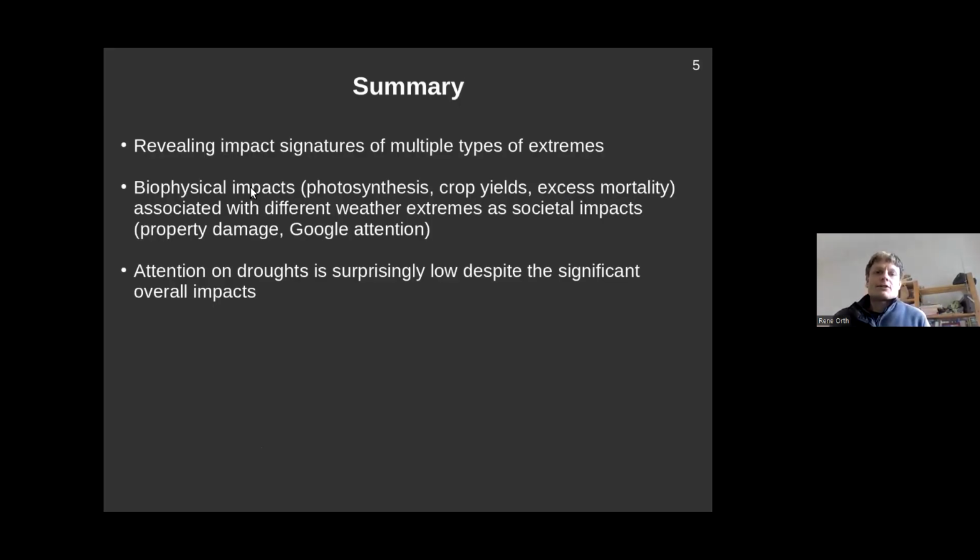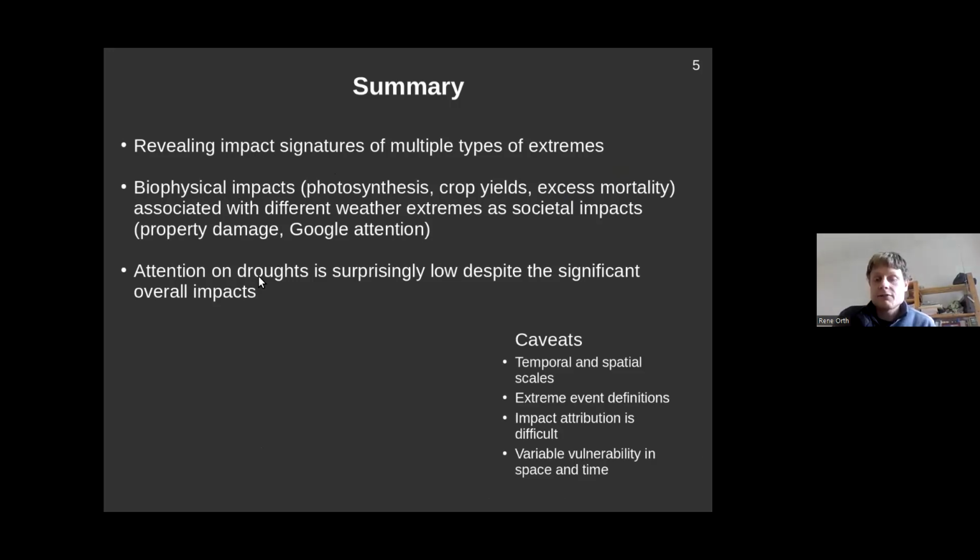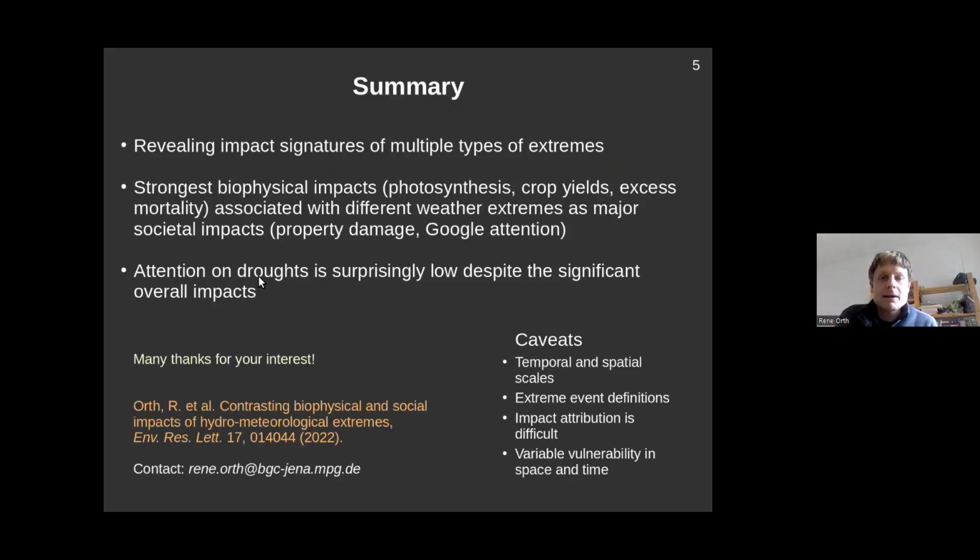And that's my summary. With this approach, we can see these impact signatures of different types of extremes. We see this clear divide between biophysical sectors and socioeconomic sectors. And attention on droughts is surprisingly low given the significant overall impacts. I don't have time to cover the caveats, but maybe we can come back to this in the discussion. If you're interested in further details, we just published this last month.